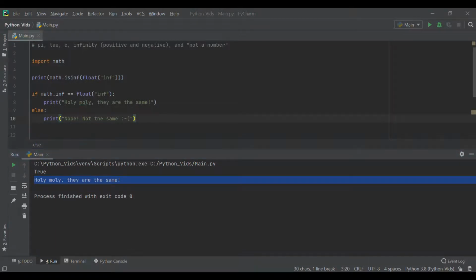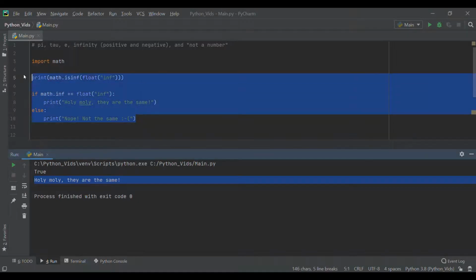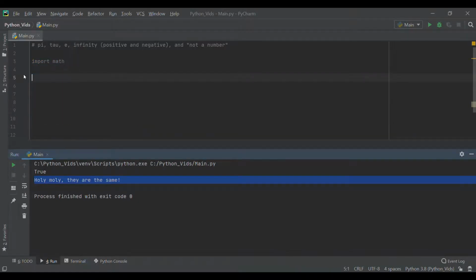Okay, so while we're on the subject of infinity, you can also do negative infinity. And you just do that by doing negative math.inf. So let's start again. And as you see, it's negative math.inf. And that gives you negative infinity. So let's try printing that. Print negative math.inf.